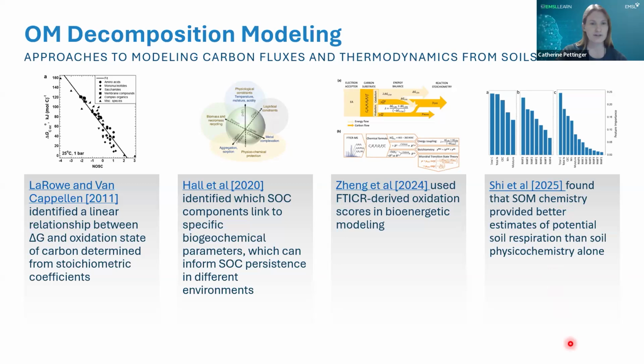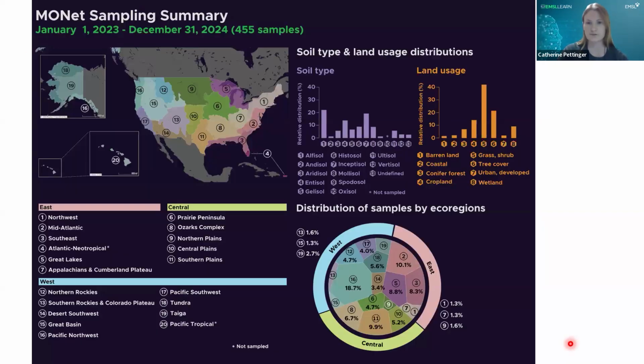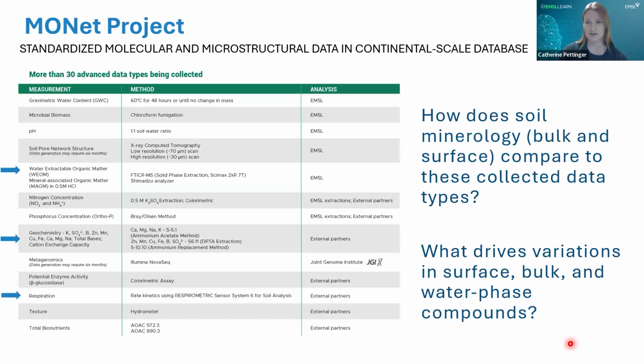Especially here at the EMSL lab, one of the ways that has been done is through the Monet project. For those of you familiar with the Monet project, you probably know this already, but basically they're collecting samples from across the continental United States. They've been expanding that more and more to cover more soil orders and more land uses, and collecting standardized datasets ranging from metagenomics all the way to how much water is in soil.